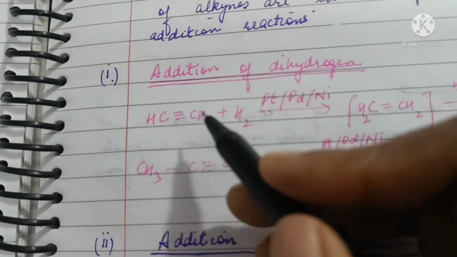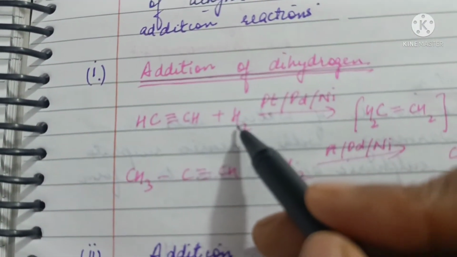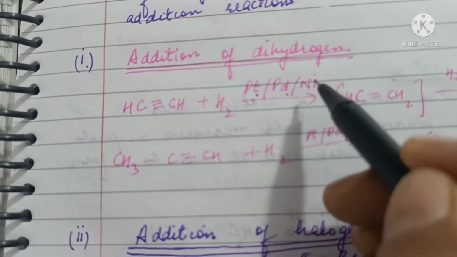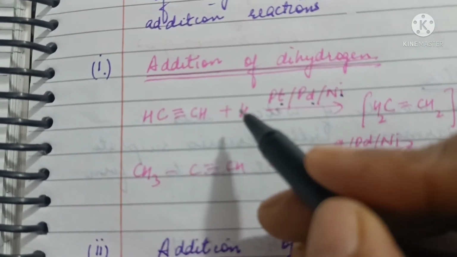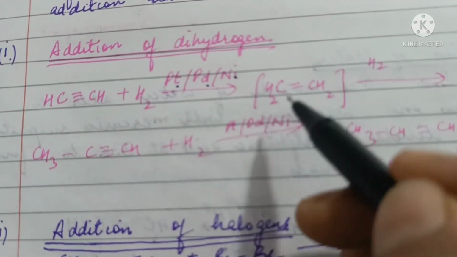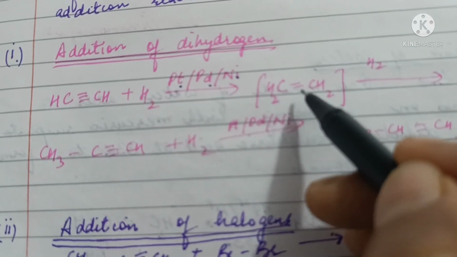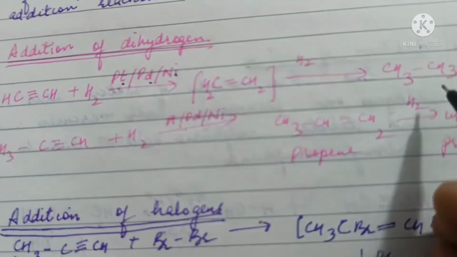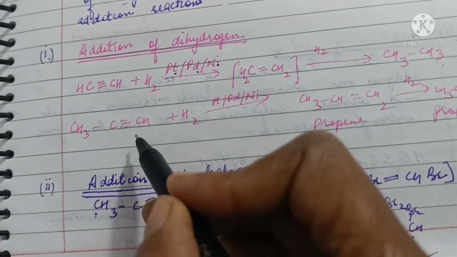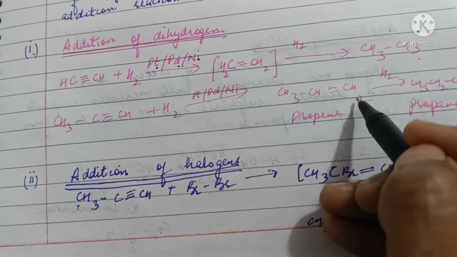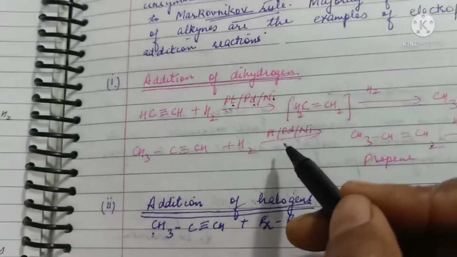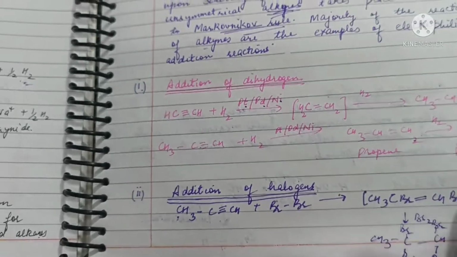Addition of dihydrogen: when alkyne is treated with hydrogen in presence of a catalyst like platinum or palladium or nickel, this bond will break. One hydrogen will get attached here, one here to form ethene. Because there is still one weak pi bond, another hydrogen can be added to form ultimately ethane. Similarly, when hydrogen is added to propyne, first propene will be formed and then propane will be formed. The catalyst used can be platinum or palladium or nickel.